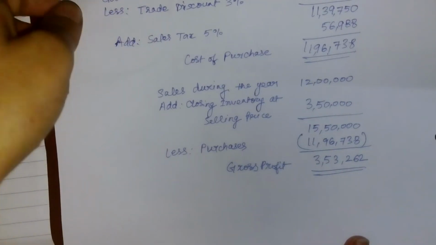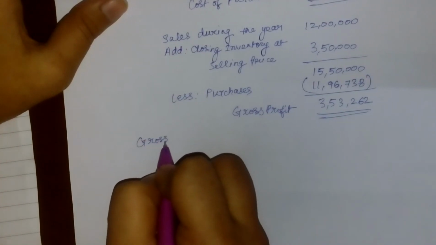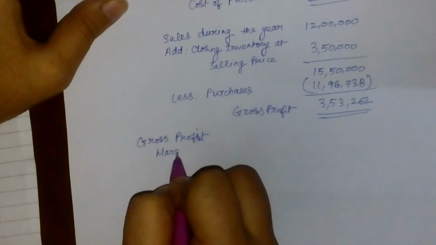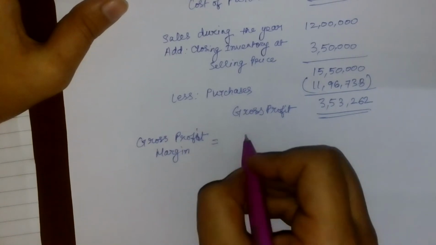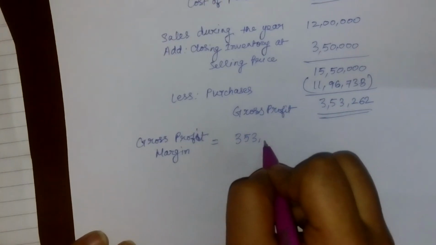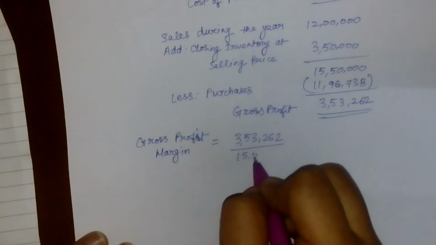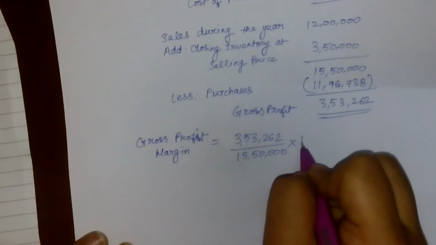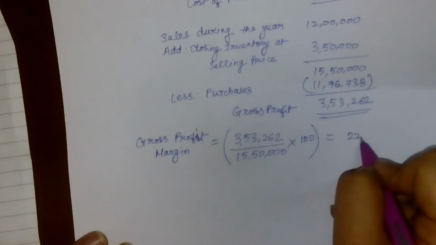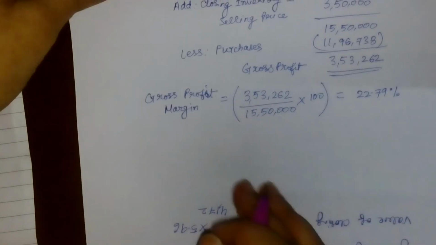Now we'll find the gross profit margin. So gross profit margin is equal to the amount of gross profit, which is 3,53,262 upon 15,50,000 into 100. Okay, this is equal to 22.79%.